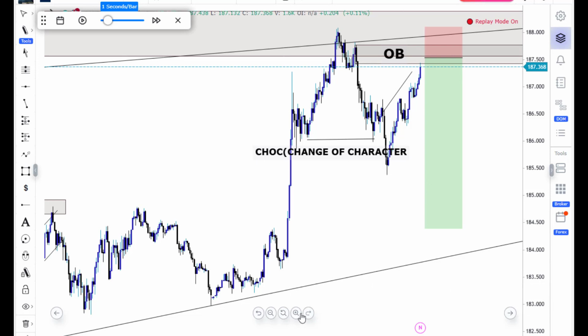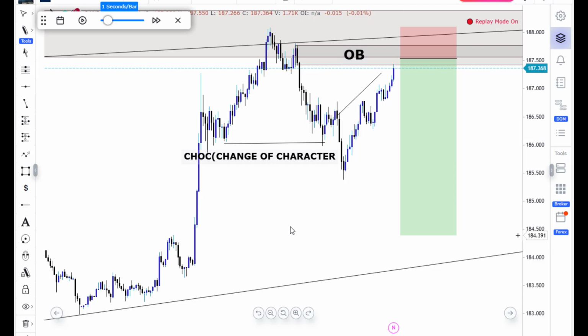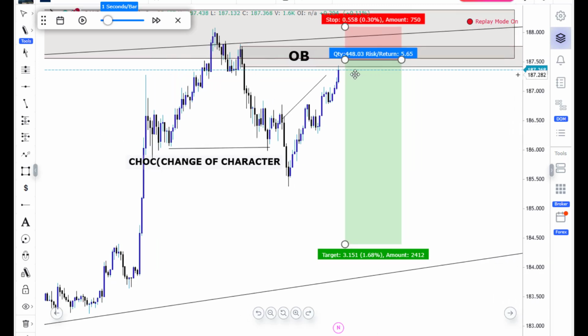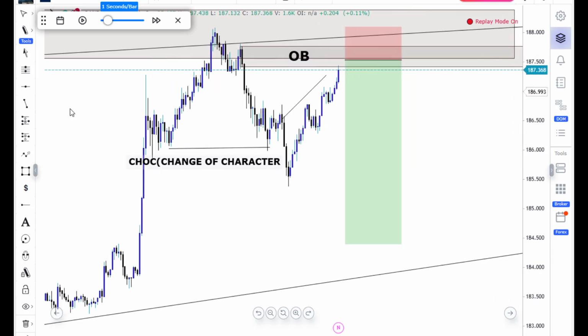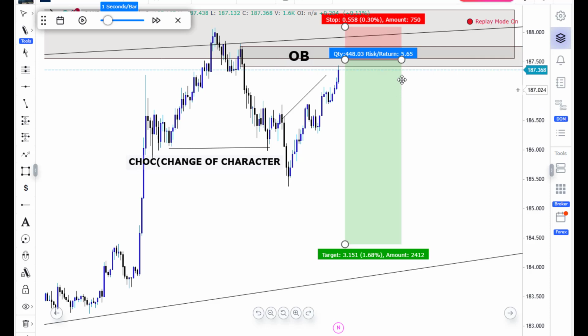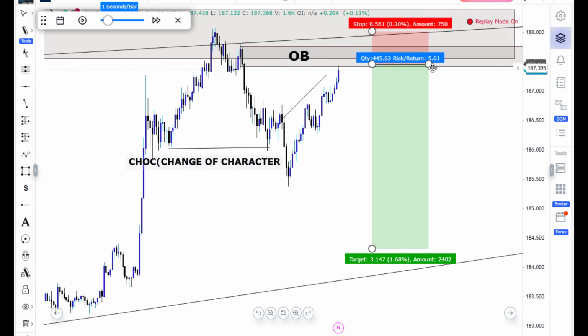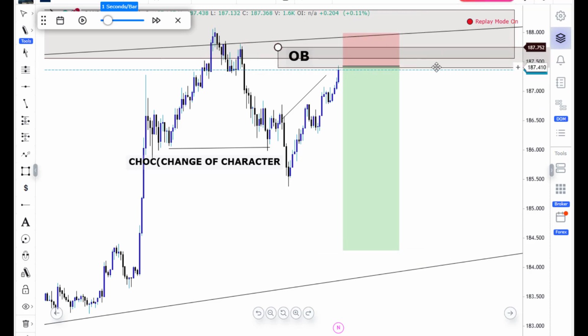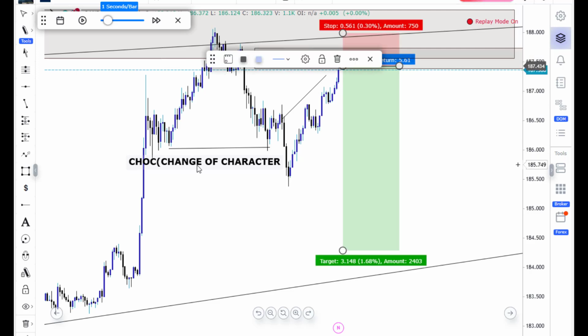In this video I'm going to be sharing with you guys how to use the smart money concepts known as order blocks and change of character, a very accurate entry technique you can use to catch a very good number of pips trading the market. So basically this is a change of character situation where price has changed character and pulled back to another block.